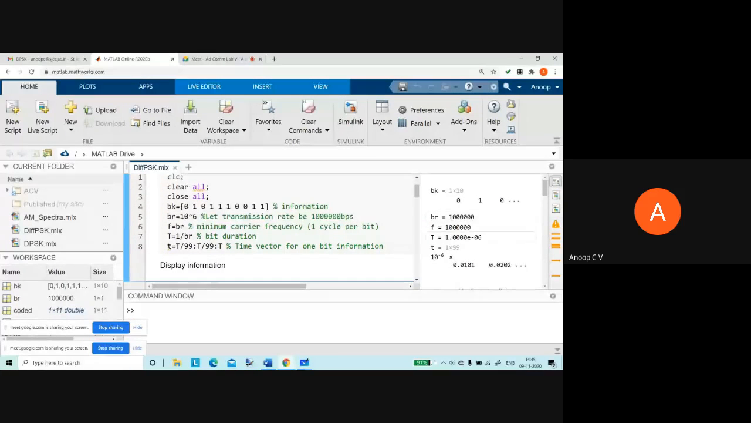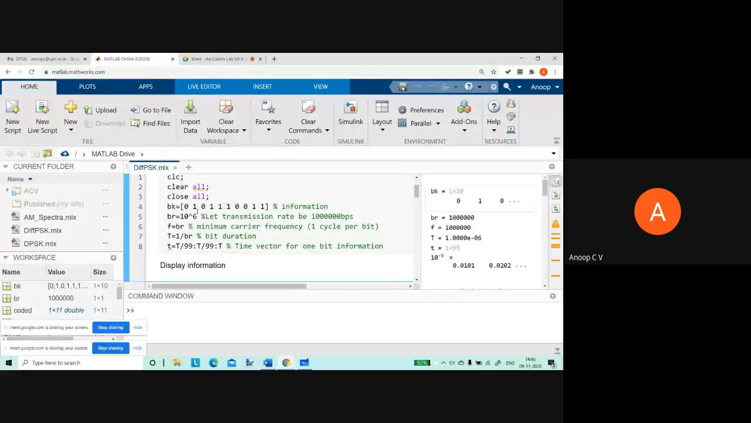Initially I told you the input to our program should be the bit sequence. So we'll be considering 10 bits, zeros and ones, and we'll be assuming the bit rate to be equal to 1 gigabit per second, 10 power 6. You can assume any value. In this case, we are assuming the bit sequence to be this. Or else you can generate some random bit sequence. You can use the Bernoulli bit sequence generator, which is available in Matlab, or any other method.